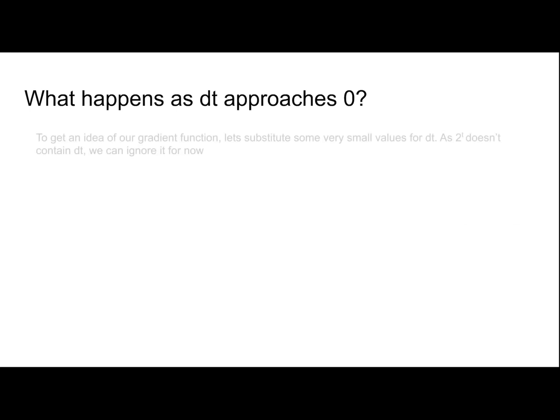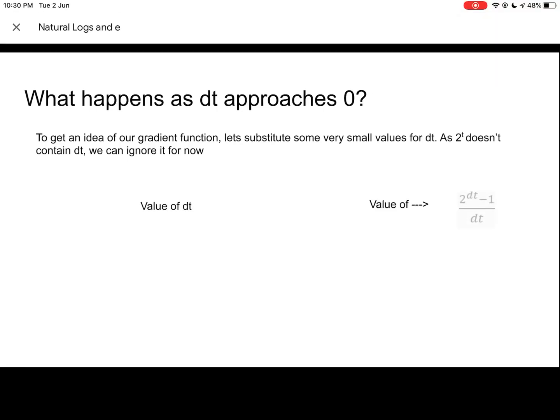Let's investigate what happens to dt as it approaches 0. To get an idea of our gradient function, let's substitute some very, very small values for dt. As 2 to the power of t doesn't contain dt, we will ignore it for now. Because 2 to the power of t is independent of dt, we'll just cast it aside for now. It's not that it doesn't matter, it does. It's a very important part of the equation. But for the sake of calculating what that constant there is, we're going to just cast it aside for now.